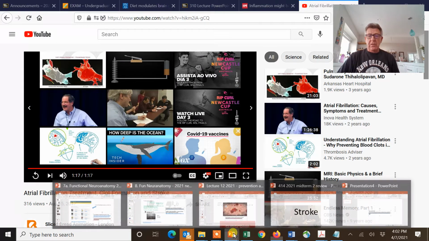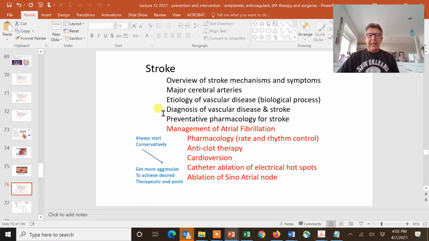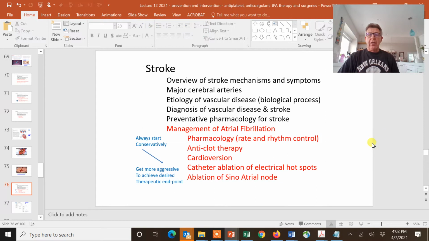Next. All right. So we're going to continue on with our little mission here. Like I said, we start conservatively and we get more aggressive, okay? So we need to control things, right? Right here, we're going to control the rate and rhythm, and we're going to control the clotting.